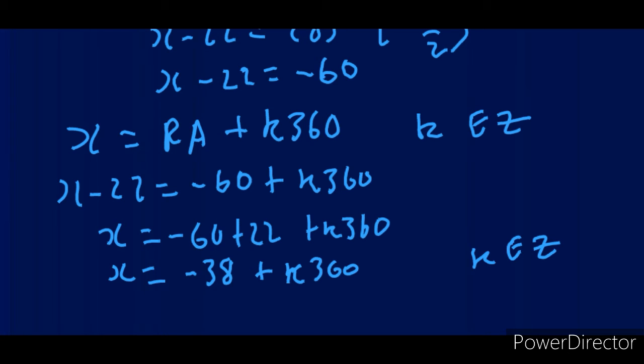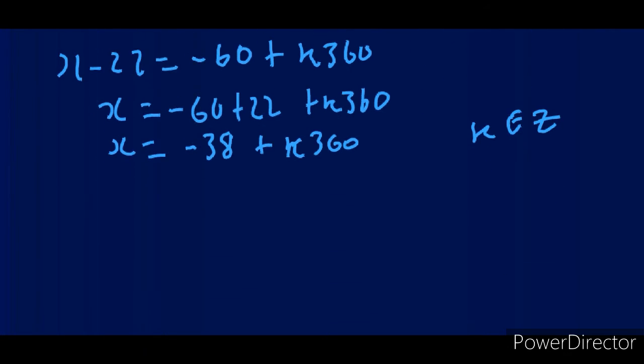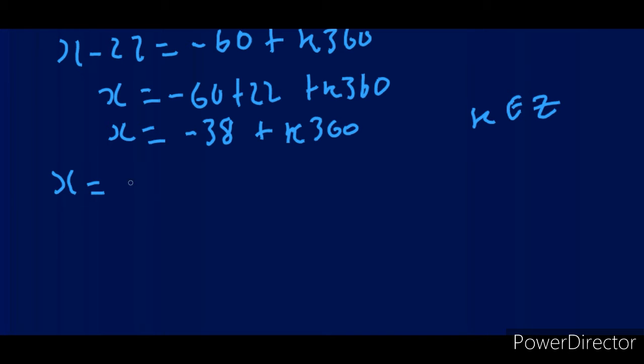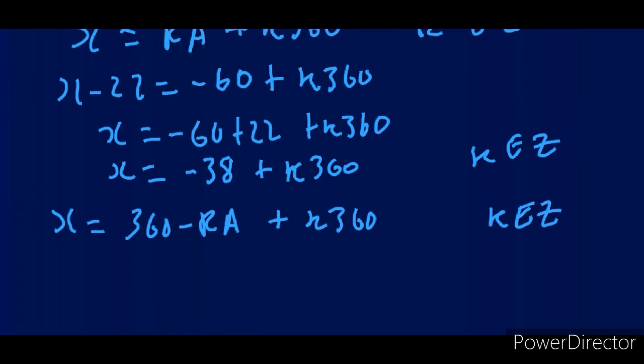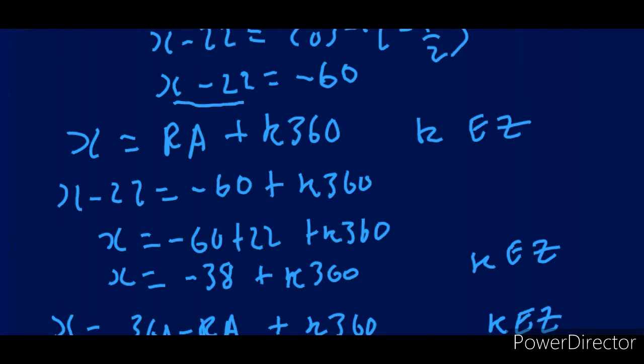So cos is also positive in the fourth quadrant. And in the fourth quadrant, x is equals to 360 minus the reference angle, and then we're going to have plus k 360, and k is an element of integers. So we take what is at our left hand side of the equation as though it is x, and what is on our right hand side of the equation as though it's the reference angle.